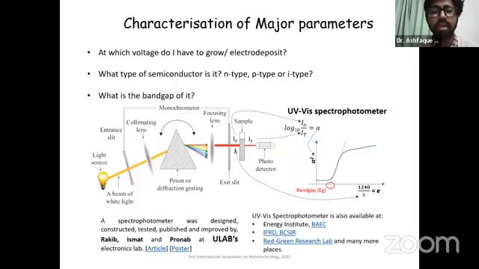Apart from that, a UV visible spectrophotometer is, to the best of my knowledge, available at the Energy Institute of Bangladesh Atomic Energy Commission, BCSIR, the Renewable Energy Research Lab at Panthapath, and many more places and universities as well. So it's a very common instrument for measurement, and if people delve into collaborative research, it is possible to characterize all these three major parameters, and as long as the synthesis is done, it can be done inside the country as well.